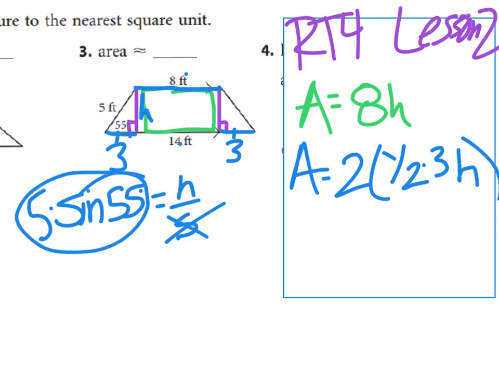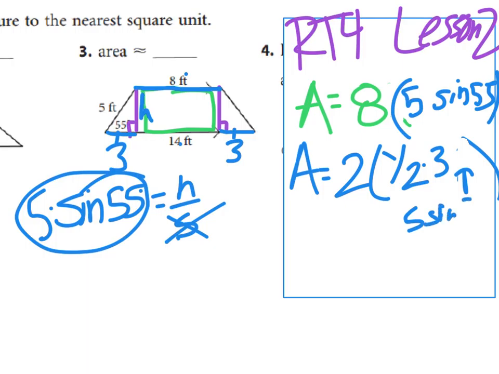I can erase the h in the parallelogram formula and replace it with 5 times the sine of 55. And I can erase h in the triangle formula and replace it with 5 times the sine of 55. Find the answer to both of those, add them up, and then round, but do not round until the very last step.